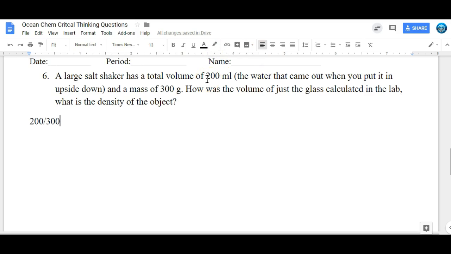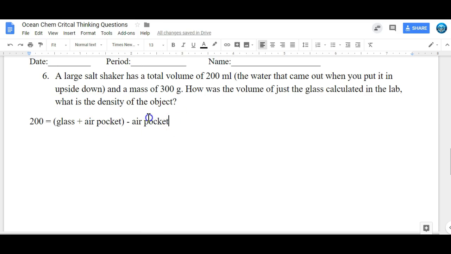If you put it in upside down, there are two things that caused the water to spill out. That 200 is equal to the glass plus the air pocket inside. I don't want the air pocket. I want just the glass. So you have to figure out how to subtract the air pocket. Now, I'm not going to tell you how to do that. You have to figure that out.